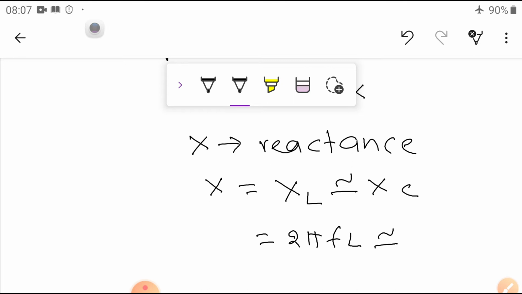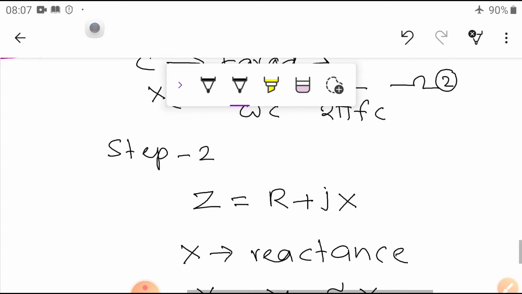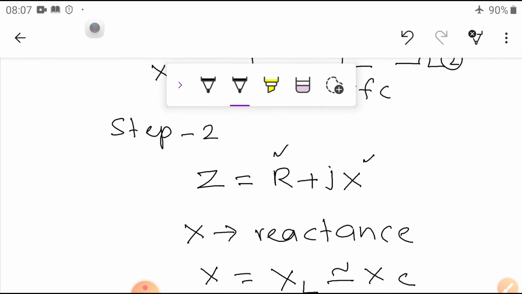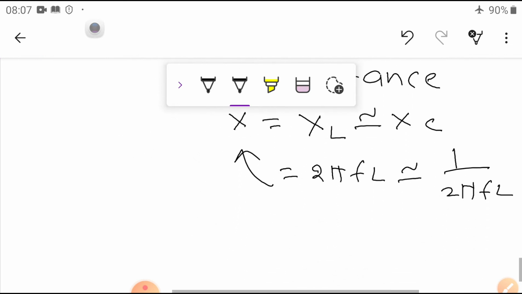Now, what is the XC value? That is equal to 1 by 2πfC. If you know these values, you are going to get this X value. If you know the X value, then with the resistance given, if you substitute here, you are going to get the Z value. So Z is equal to R plus jX.